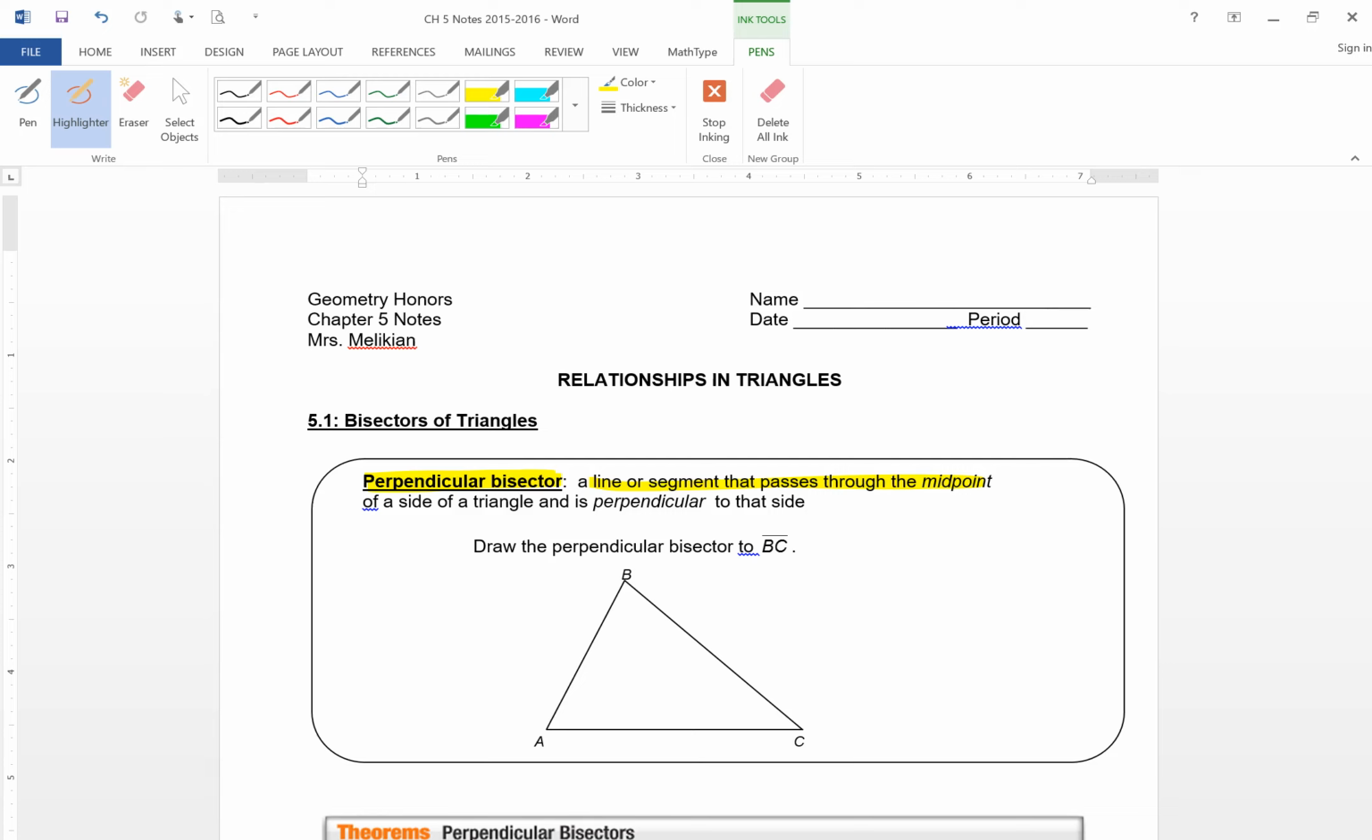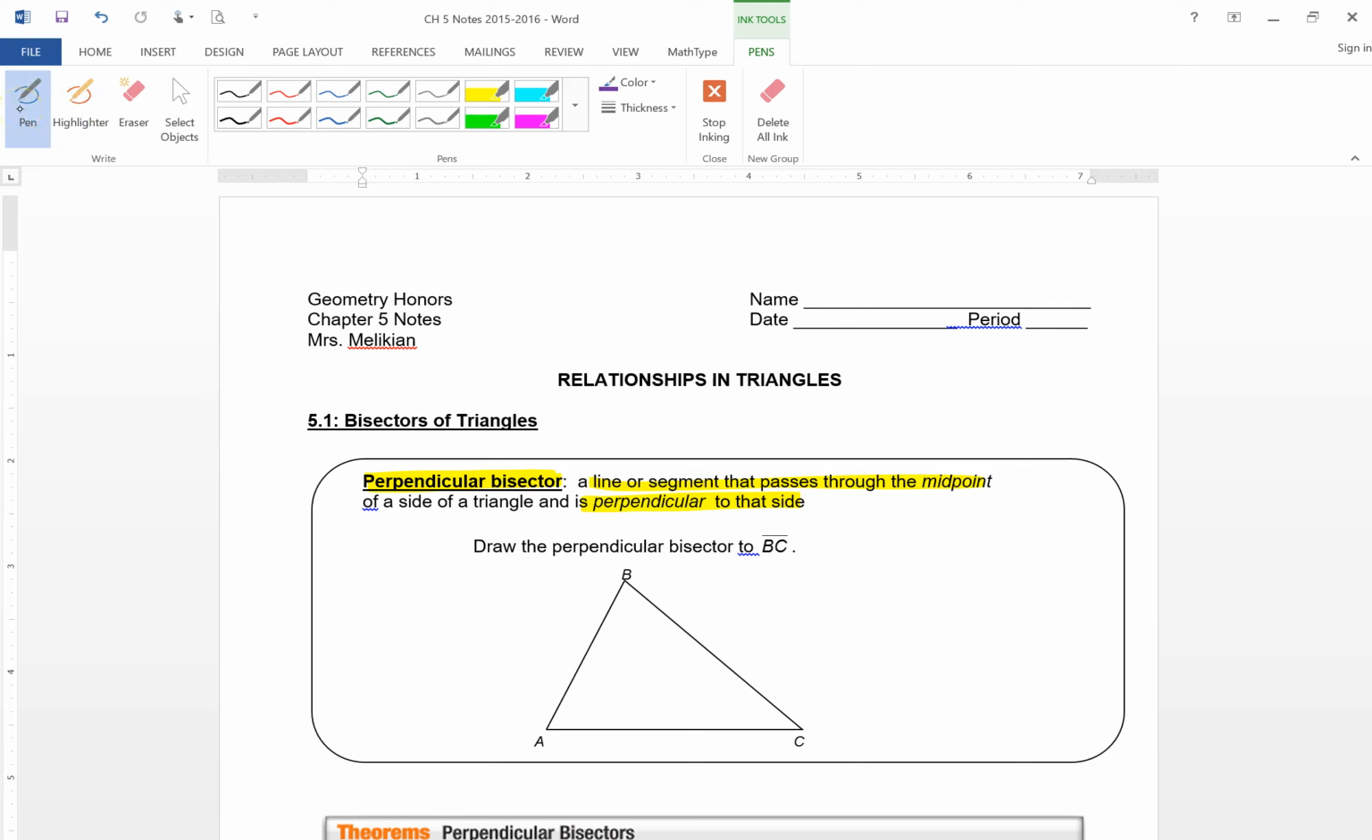A midpoint is a point. A bisector could be a segment, a ray, or a line. So that's the bisector part, and the perpendicular part is that it's perpendicular to that side. So it's a line that passes through a midpoint and it's perpendicular to a side.